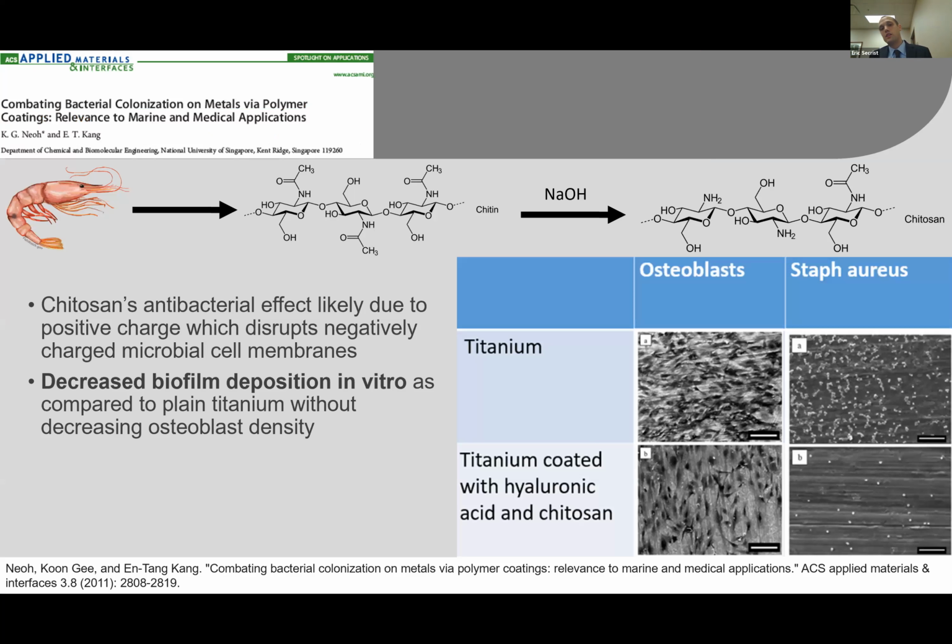Another idea that's been tossed around is chitosan. So if you think back to some of the early biology classes in college, chitin is the exoskeleton of crustaceans and insects. And chitosan can be harvested essentially from the shells of shrimp by acid washing them and then treating them with sodium hydroxide in order to form a more stable structure. And when this is coated on the outside of titanium, again, we see decreased biofilm deposition without an effect on osteoblast disposition on that surface.